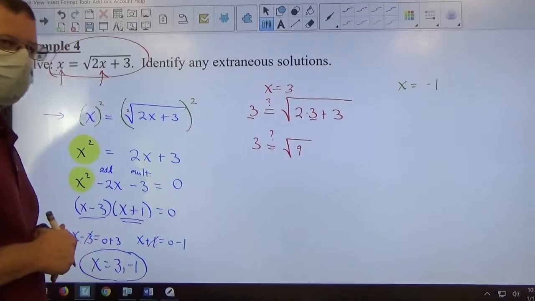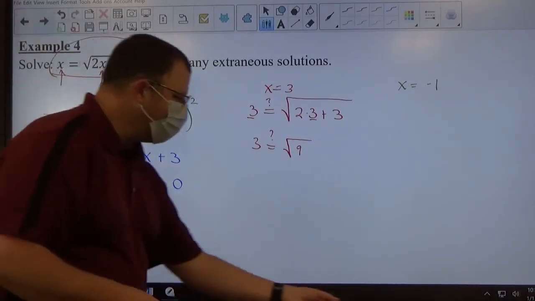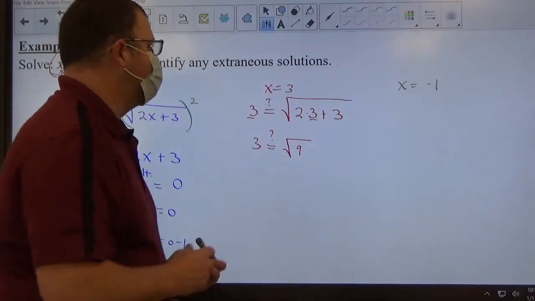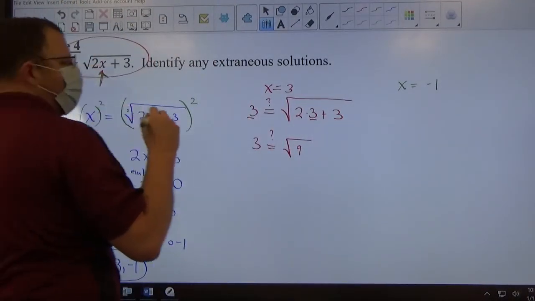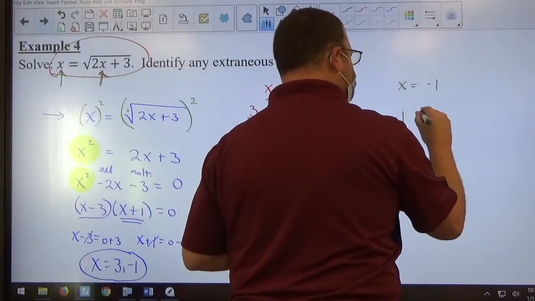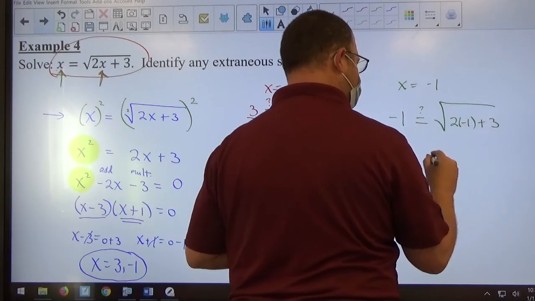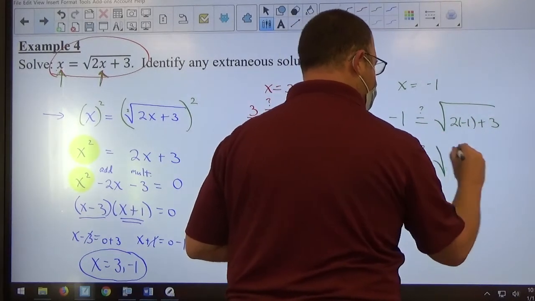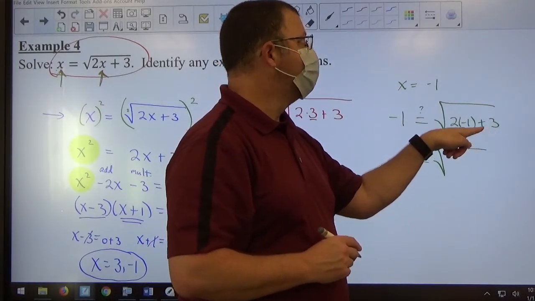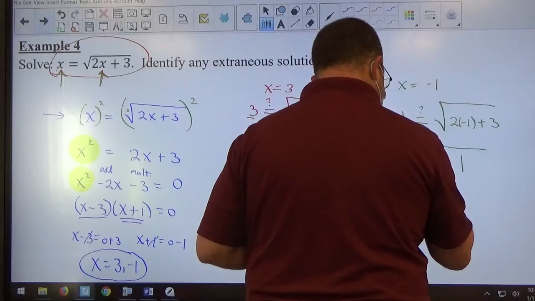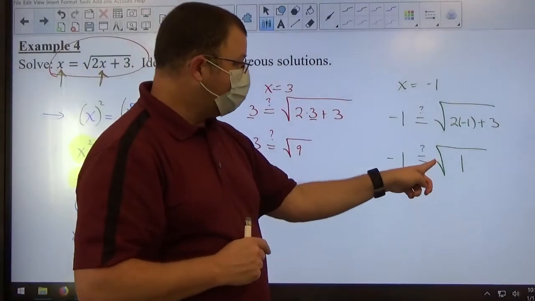Does 3 equal the square root of 9? Sure does. So 3 is a good answer. Okay, our other solution we have to check out is -1. So I'm going to replace this x and this x with a -1. So -1 equals question mark square root of 2 times -1 plus 3. 2 times -1 is? And -2 plus 3 is? 1. So -1 equals the square root of 1, does it? No. It's positive square root of 1.